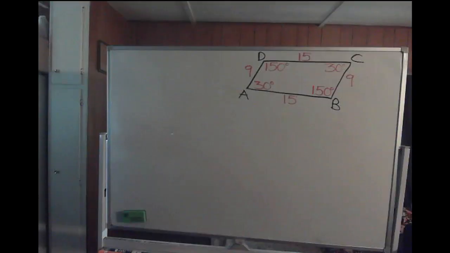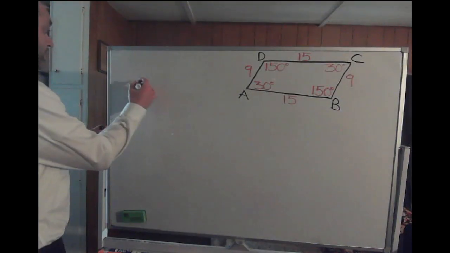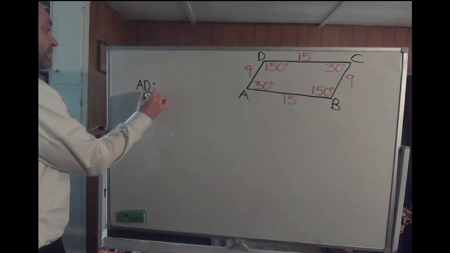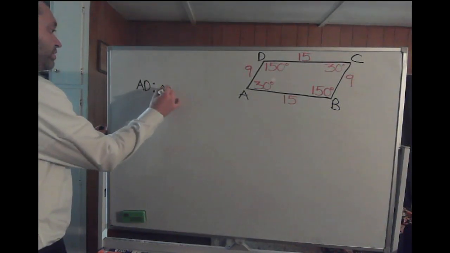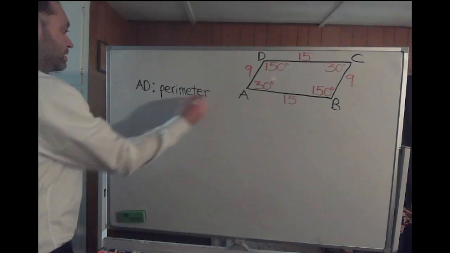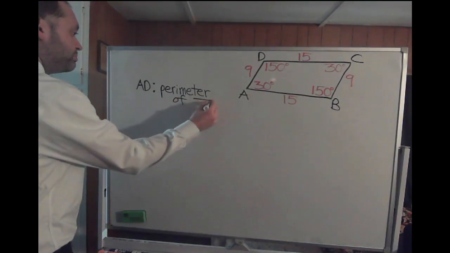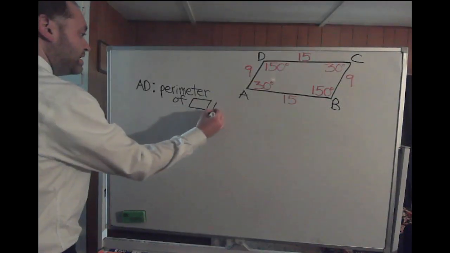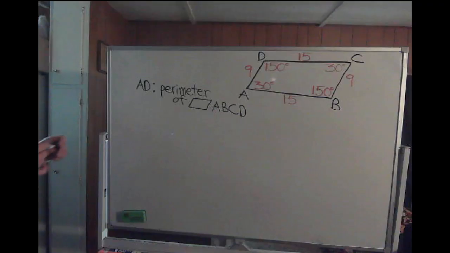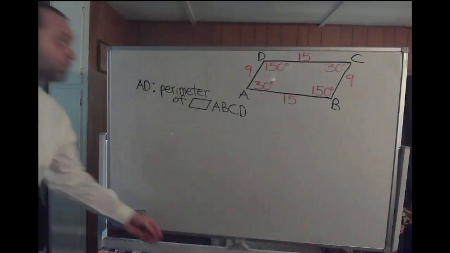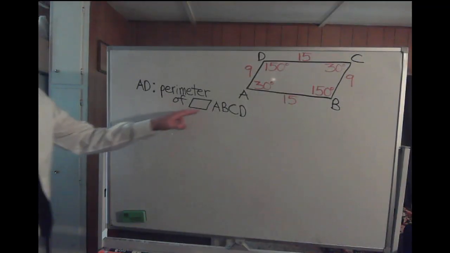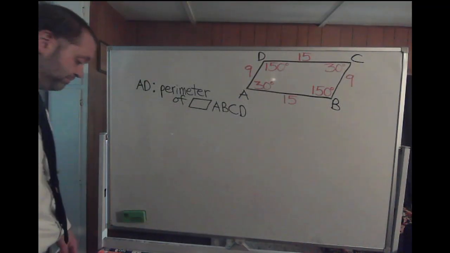Alright, what's next? Last one with this shape. This is a good one. AD to the perimeter of parallelogram ABCD. So this one's going to take a couple steps. We have the length of side AD in the ratio to the perimeter of the whole parallelogram ABCD.